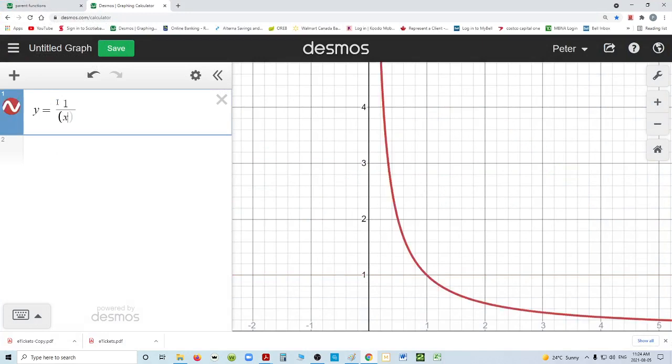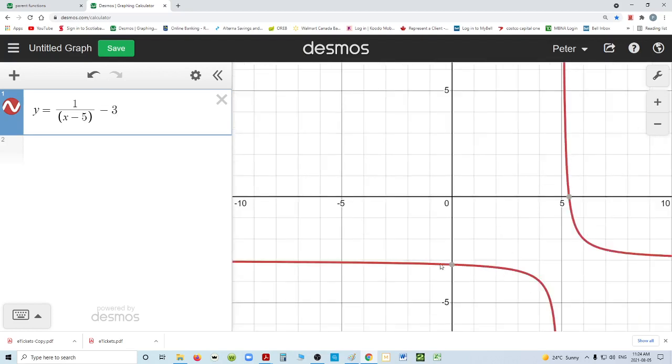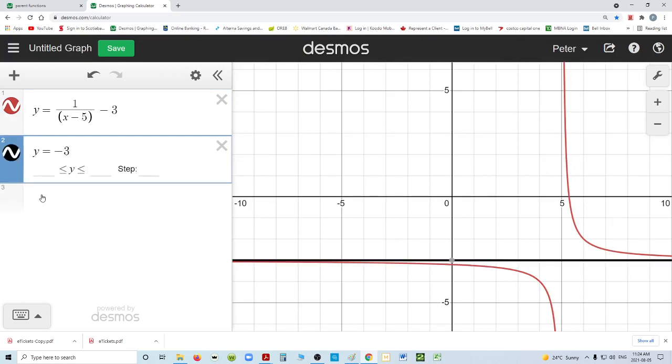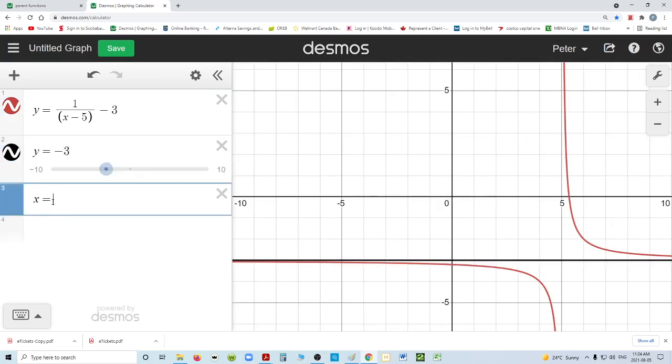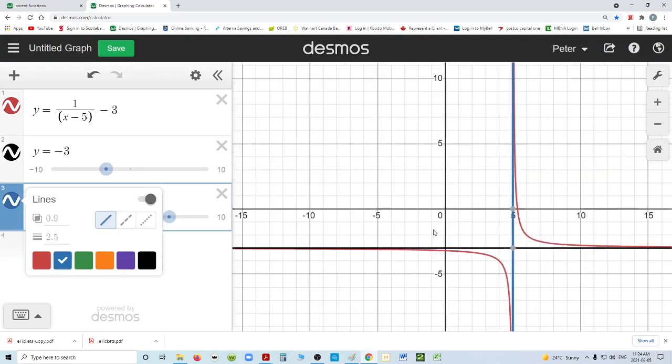One over x plus 5, or x minus 5, and then minus 3. Go home. There we go. So let's see if our horizontal asymptote is at minus 3. It is. And let's see if we got our vertical asymptote at 5, and we did. And we'll make it blue. There we go. We did it. Let's see if the other system would have worked as well.